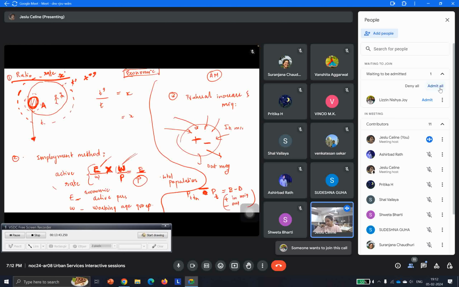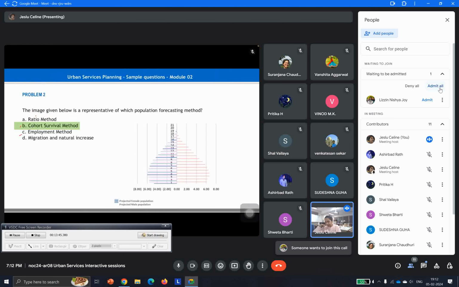Now the question over here was about the image which was given, which was cohort. So we said this is the cohort survival method. Now all these denote what is the population in terms of different age groups. So if you have 1, 2, 3, 4, it's mainly talking about different age groups. So group one would be people from 0 to 4 years of age, and group two are people from 5 to 10 years of age. So these are different age groups.